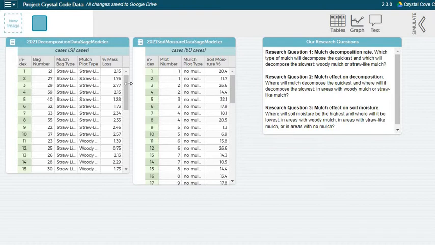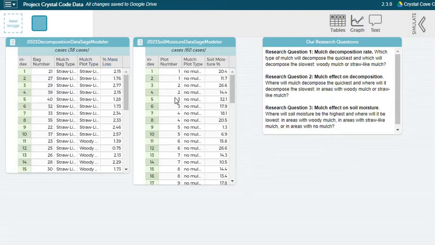For decomposition data, we had our mulch bags that were placed out in the site. Some of them were filled with straw-like mulch, some of them filled with woody mulch, and then they were placed in the straw-like and woody mulch plots. And you helped us calculate how much mass they've lost over time. So for each bag, there's 1 through 40. We had the type of mulch that was inside the bag, the type of mulch that the bag was placed into, and then the percent of mass that they lost.